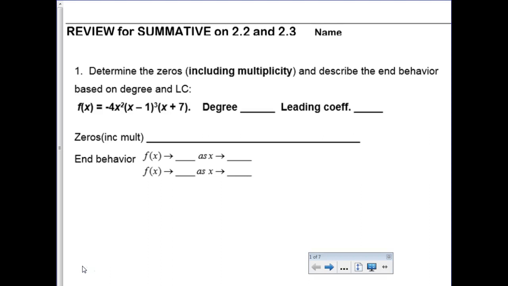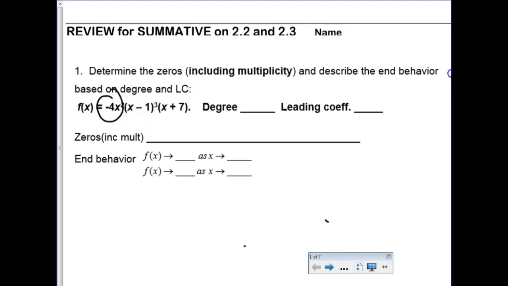Alright, so the first question, you are going to determine all the zeros and include any multiplicity you see, and then describe the end behavior based on the lead term test. So this polynomial is already in what we call factored form. So when I look at the lead terms of all the factors, I can figure out what the lead term would have been if I multiplied everything out.